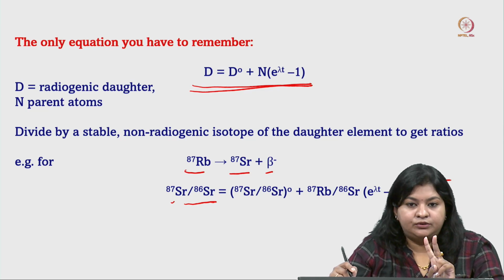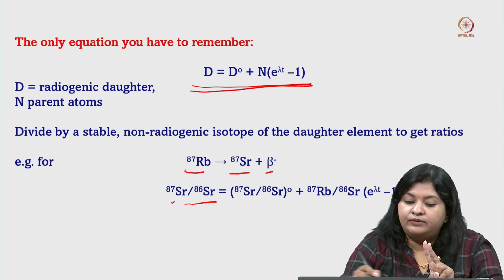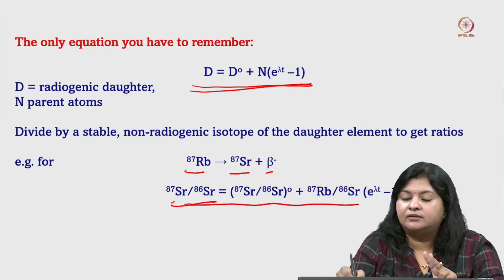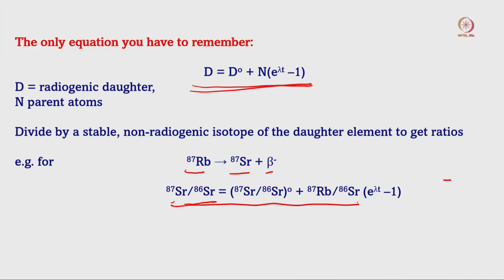That is because of two things. First, we are going to measure this in a system called an ICP-MS, generally a multi-collector ICP-MS. These are mass spectrometers.